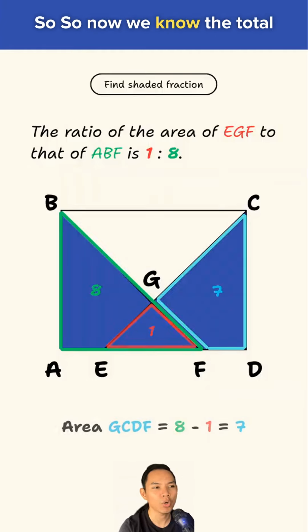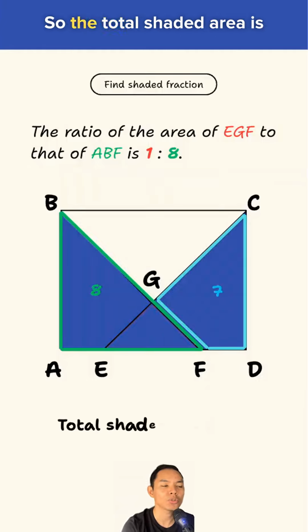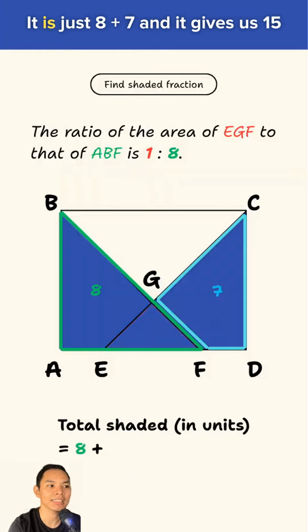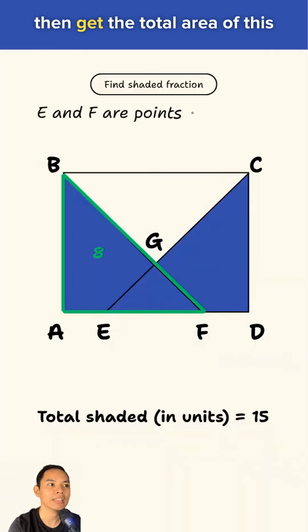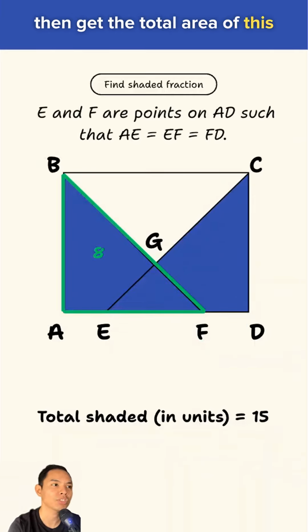So now we know the total shaded area. The total shaded area is pretty straightforward. It is just 8 plus 7, and it gives us 15 units. But the thing is, how do we then get the total area of this rectangle?